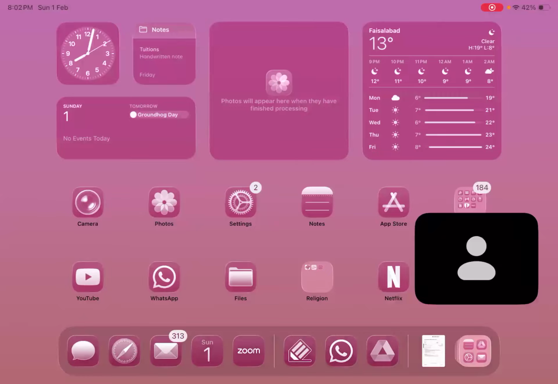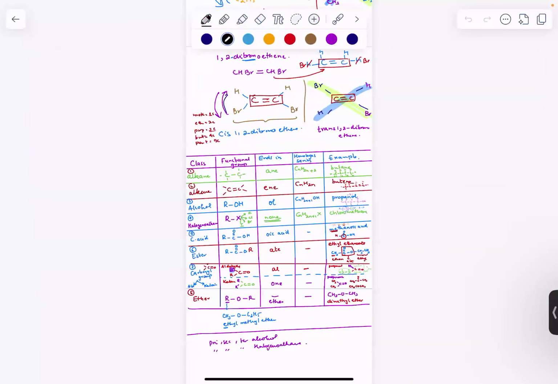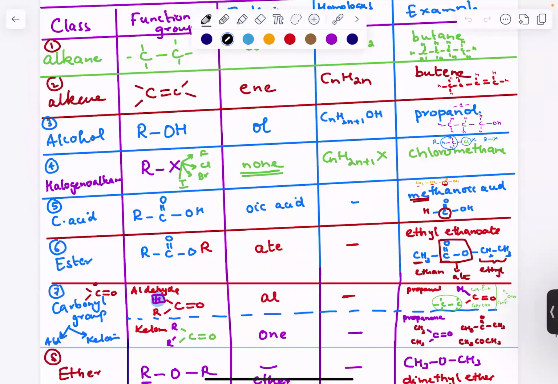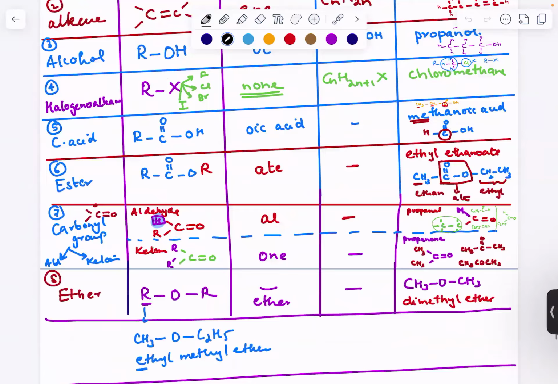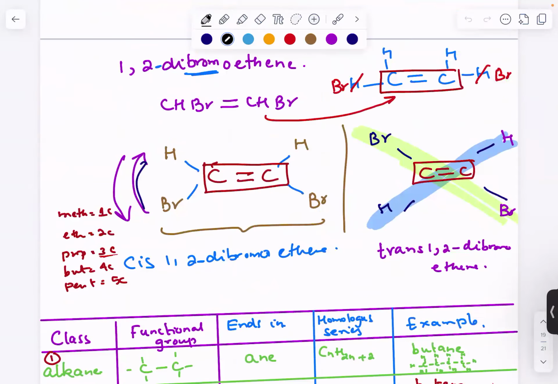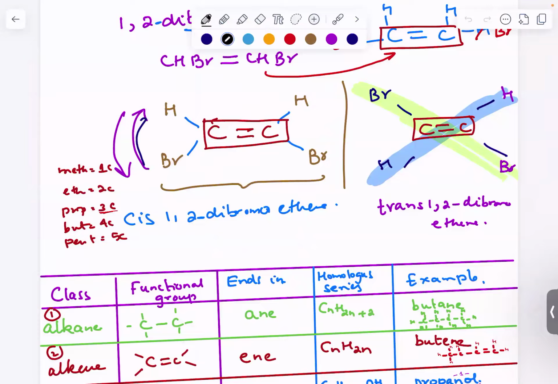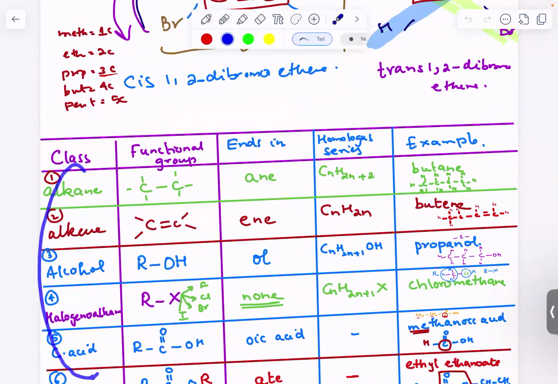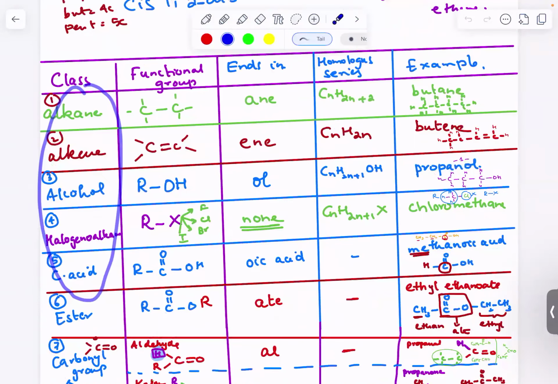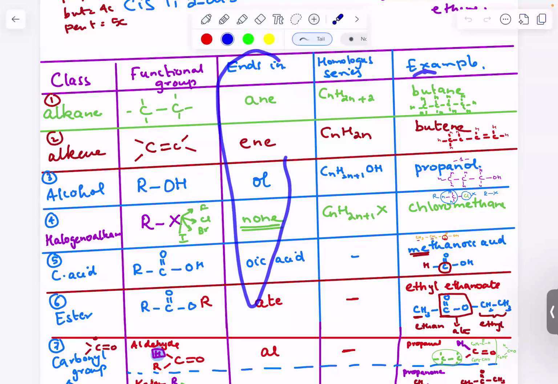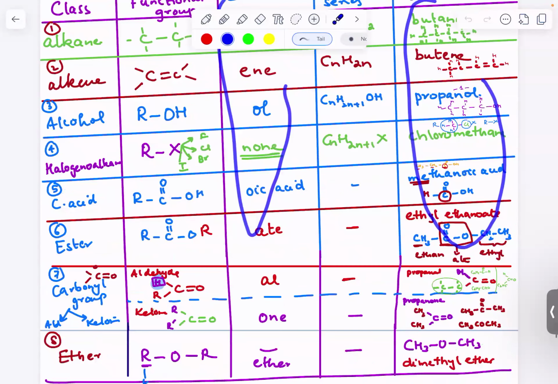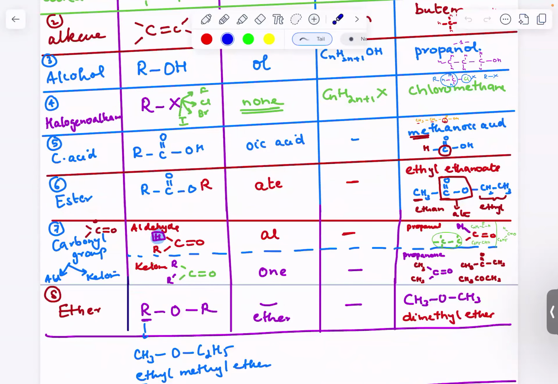All right, this is the last class we had. In the end, we made a chart related to the functional groups and the different classes of organic compounds, whether the homologous series formula exists, what the name ends in, and then the example. I hope it's all clear. And we also discussed isomerism. So I hope that it's all clear.